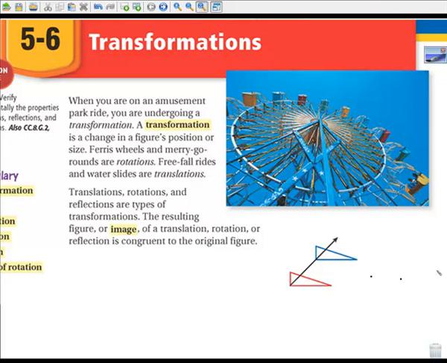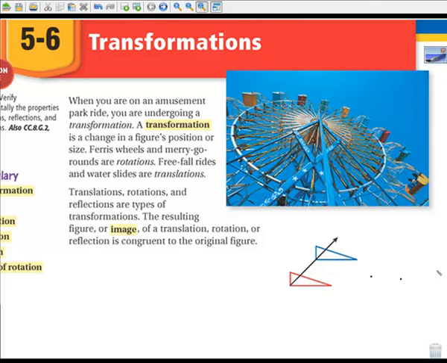Lesson 5-6 is all about the transformation. When you're on an amusement park ride, you're undergoing a transformation. A transformation is a change in a figure's position or size. Ferris wheels and merry-go-rounds are rotations. Free fall rides and water slides are translations.